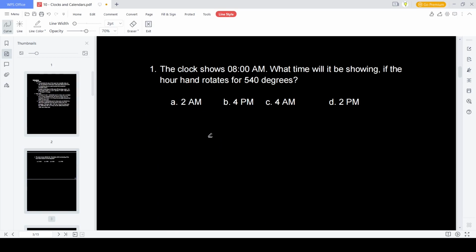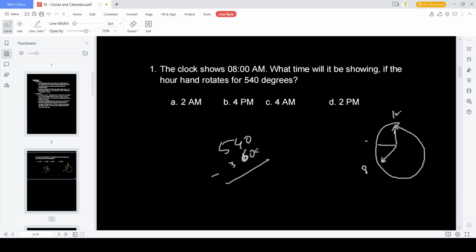Fine, the first question: the clock shows 8 a.m. What time will it be showing if the hour hand rotates by 540 degrees? So we need to analyze this. This is 12 o'clock, imagine. So if this is 9, this will be 8. The clock can take a whole rotation and it will still be 8, correct? So 540 minus 360, and it will still be 8 a.m.